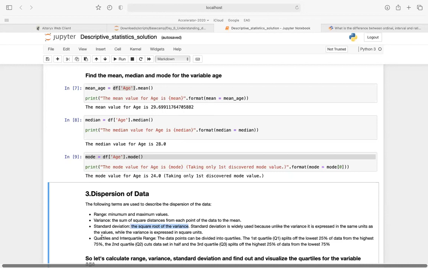And lastly, we have quartiles and the interquartile range. The data points can be divided into quartiles. What do we mean by quartiles? Does anybody have any idea what quartiles are?